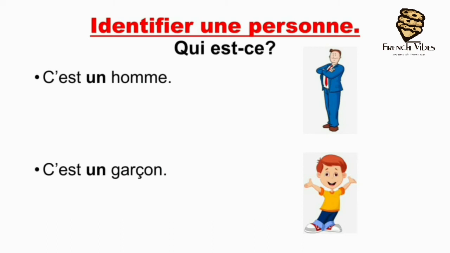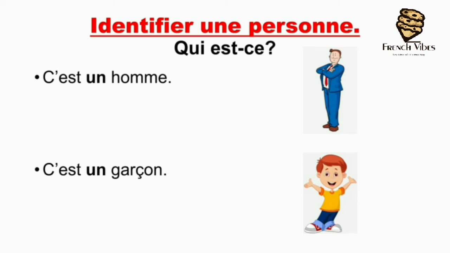Identifier une personne. Identifier, to identify. Une personne, a person. When we don't know a particular person, we ask who is it? So that question in French will be qui est-ce? Who is it? C'est un homme. It is a man. Un homme is a man. H is silent here. Homme.